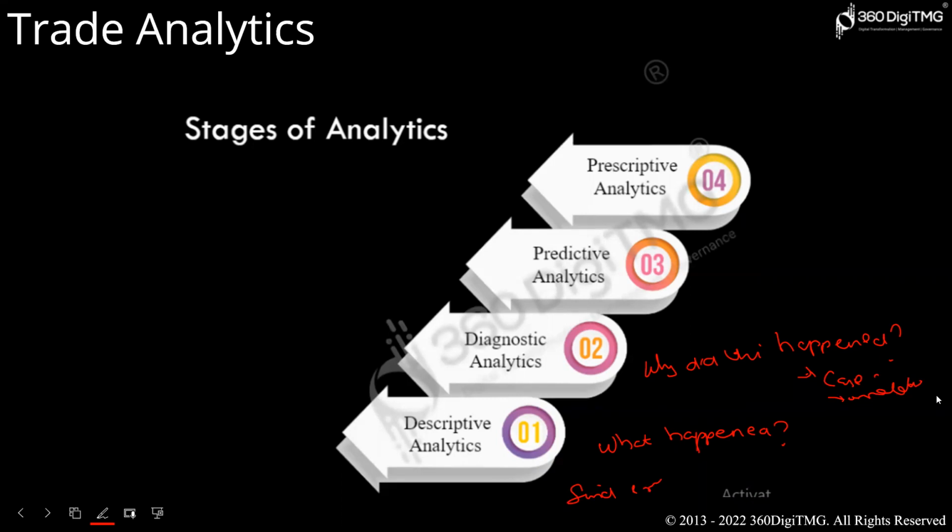Some of the techniques we use here are correlation and hypothesis testing. All of us know hypothesis testing. Hypothesis testing is a statistical process for proving or disproving an assumption. We use some process to check whether our assumption is proved or not.